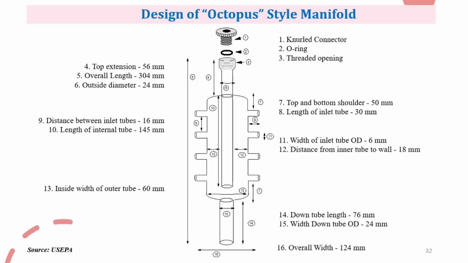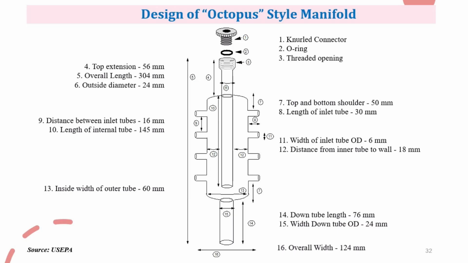Its outside diameter is 24 mm. The top and bottom shoulders are 50 mm each, giving the manifold stability. The inlet tube is 30 mm long for sample entry. The distance between the inlet tubes is 16 mm. The internal tube is 145 mm long, ensuring proper flow. The inlet tube's outer diameter is 6 mm. The distance from the inner tube to the wall is 18 mm.